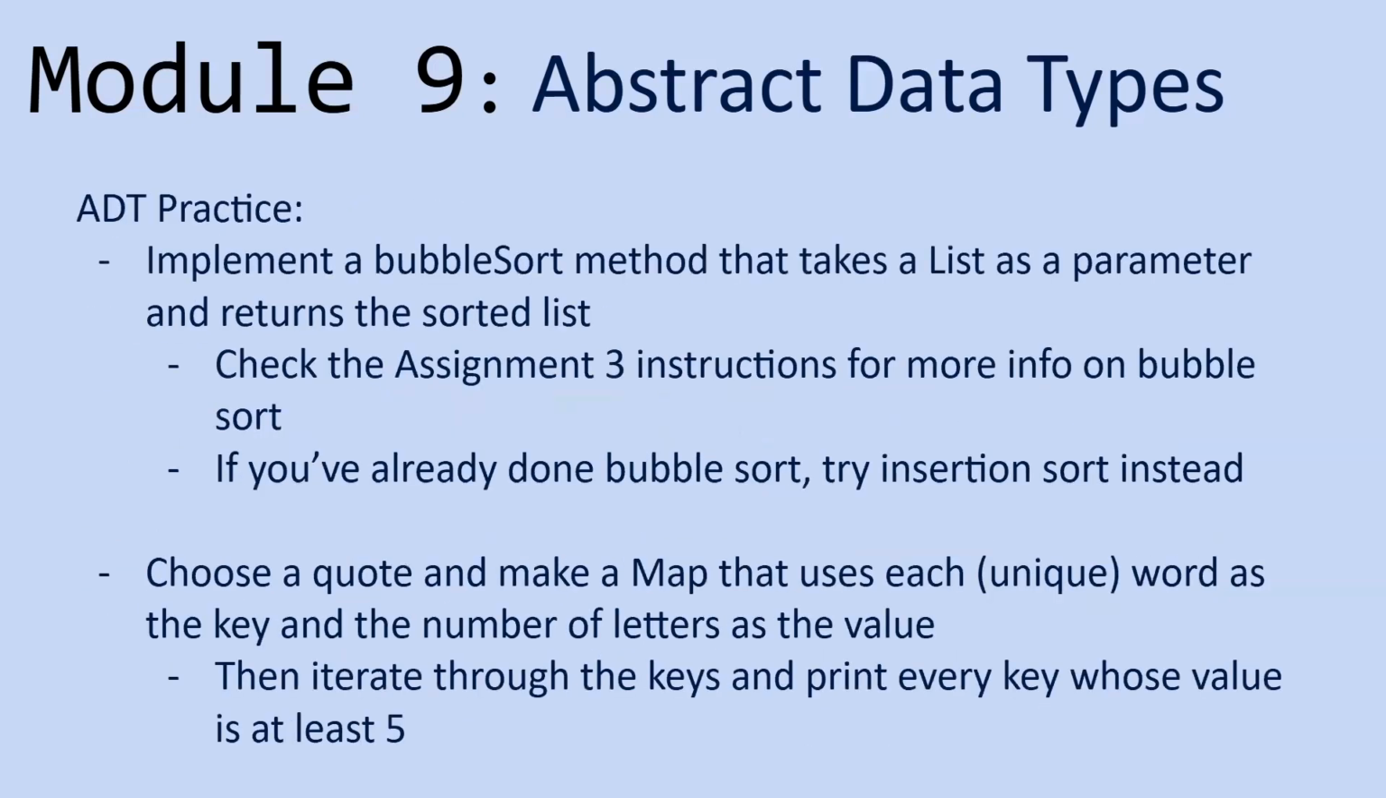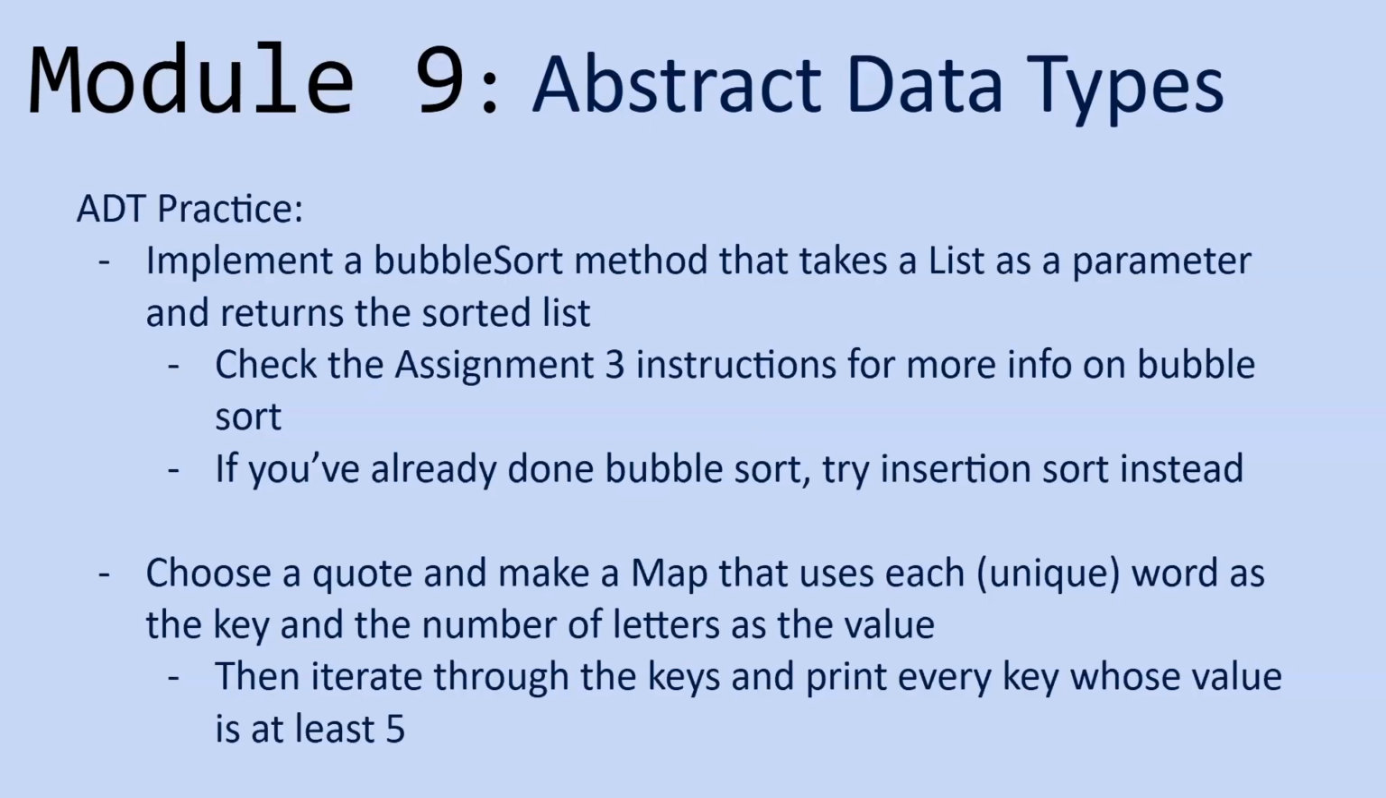All right, and now for some good old ADT practice. So, if you did assignment 3, you will recognize the bubble sort method. And so, for one type of practice you could do, you could implement a method for bubble sort instead of just writing bubble sort in main. And so, your method for bubble sort would take a list as a parameter, and then would return the sorted list. And presumably be a list of integers.